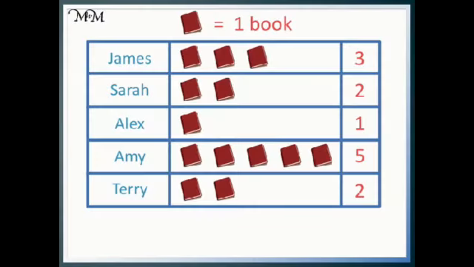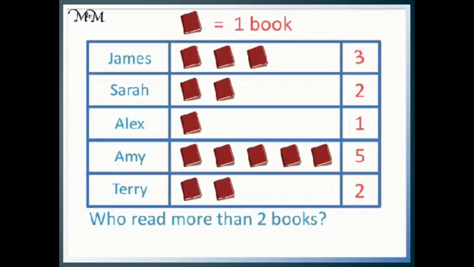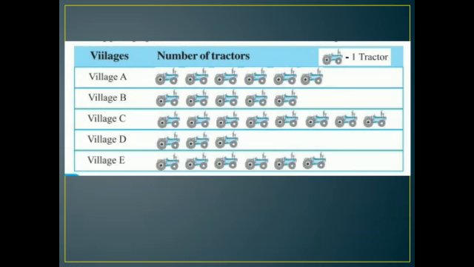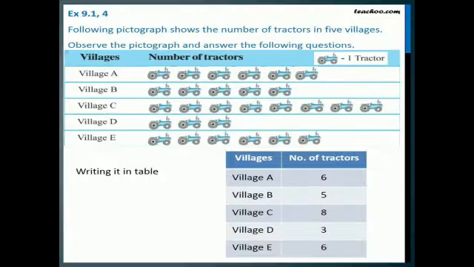Understood? Next, we have seen this table. Now this is the tractors. I'll show you some examples. Villages A, B, C, D and E, and number of tractors. One picture is equal to one tractor, you can see. So how many tractors are there? Here the pictograph is given and we are converting it into table form. So village A 6, village B 5, village C 8, village D 3 and village E 6.